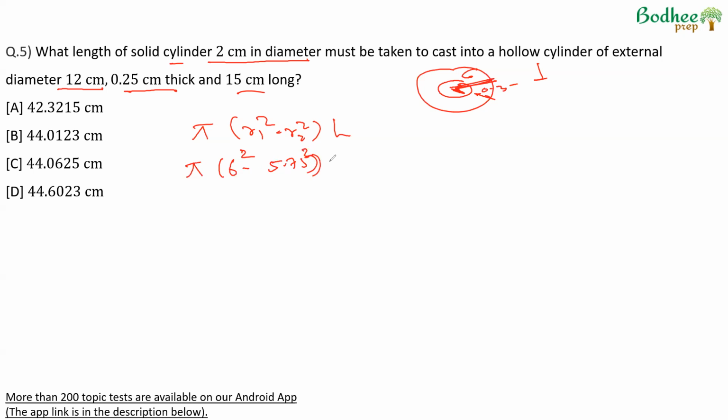6 square minus 5.75 square into height, which is 15. This becomes the required volume. This volume is to be generated from a solid cylinder 2 centimeter in diameter. So the volume of this cylinder will be pi r square into h. Height we have to calculate. Square of 1 becomes 1, h is as it is. Pi gets cancelled and therefore h is nothing but 6 square minus 5.75 square, this into 15.